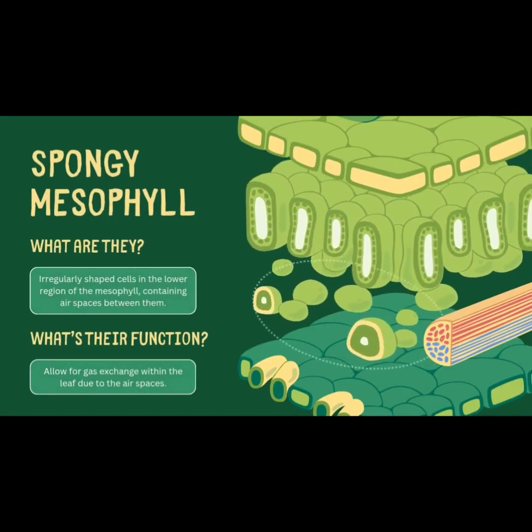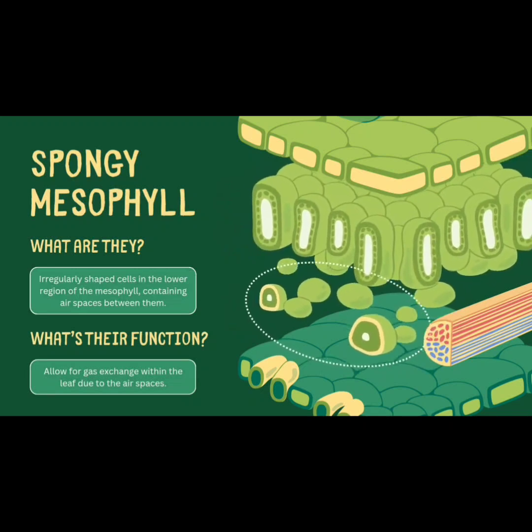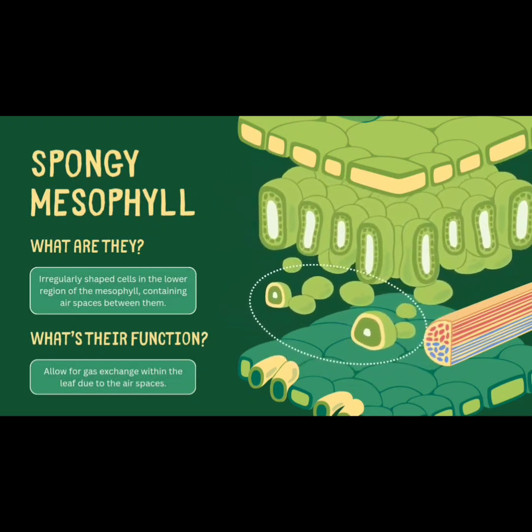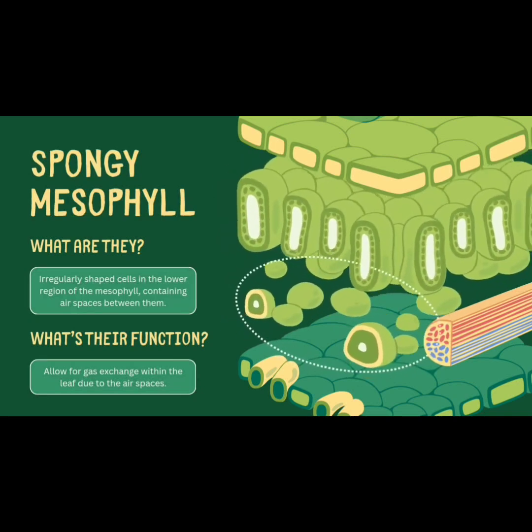Spongy mesophyll. What are they? They are irregularly shaped cells in the lower region of the mesophyll, containing air spaces between them. What's their function? Allow for gas exchange within the leaf due to the air spaces.